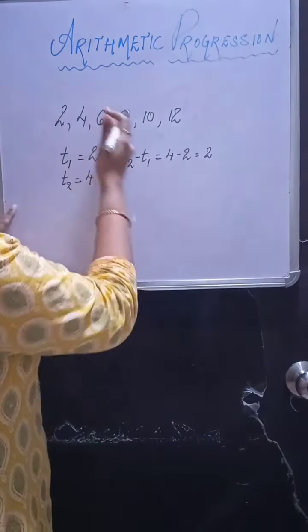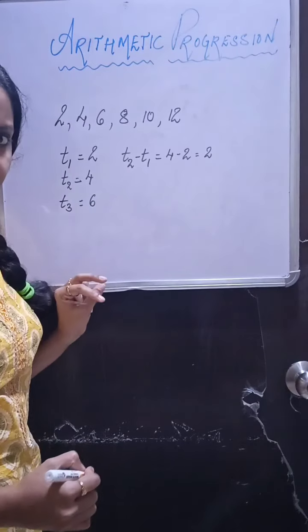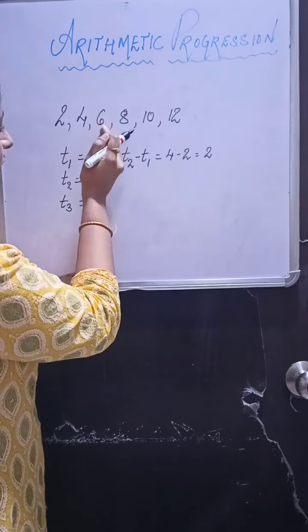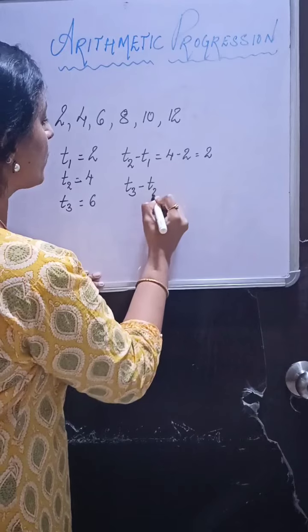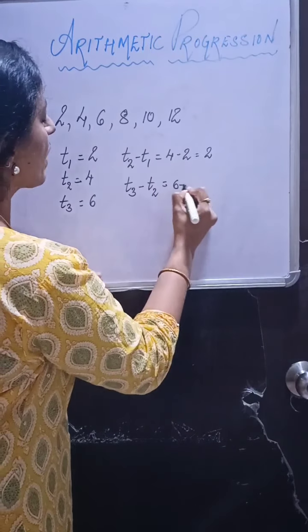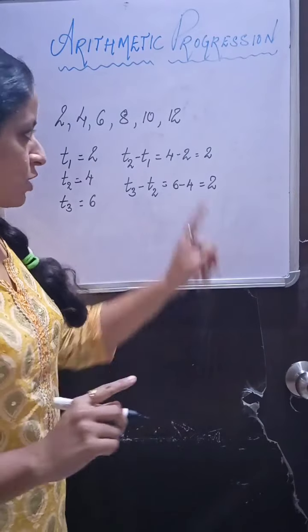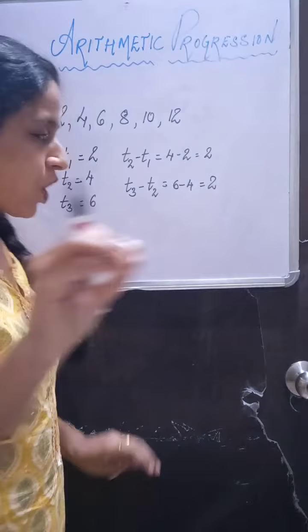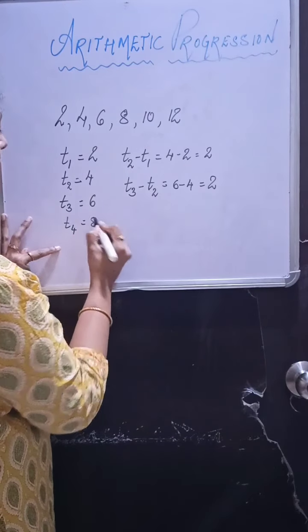Understood? Now let me take the third term. T3 is equal to 6. Let me do the same thing again. Now the third term minus the second term. T3 minus T2 is equal to 6 minus 4, which is equal to 2. So till now we are getting the same difference. The difference is a constant.